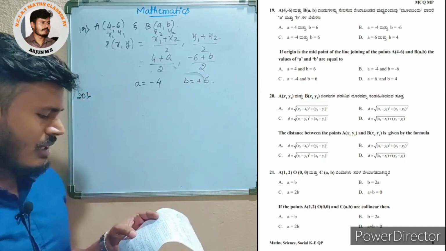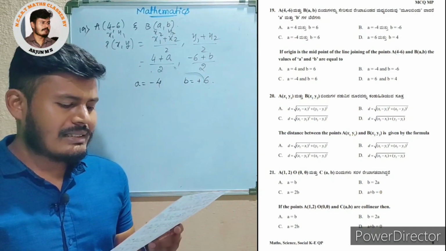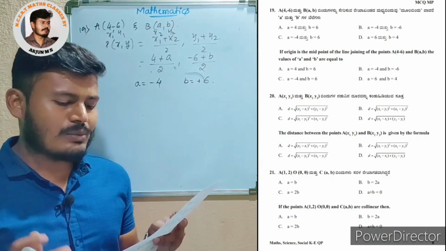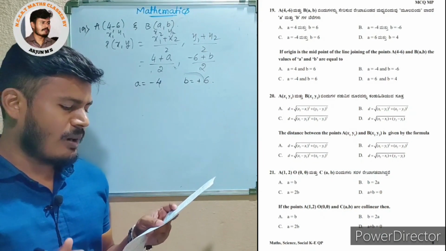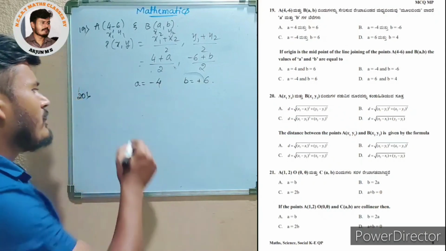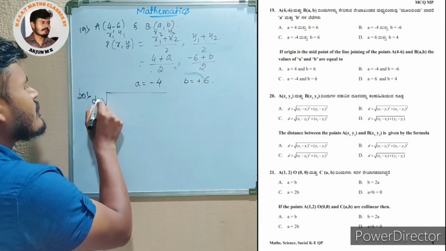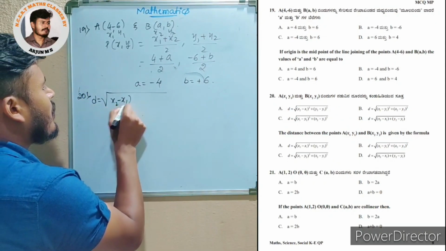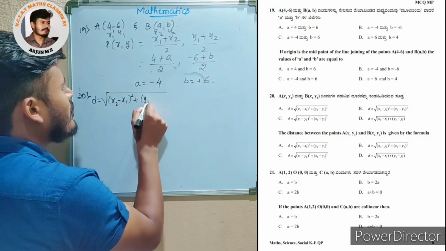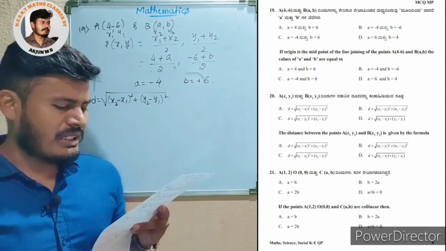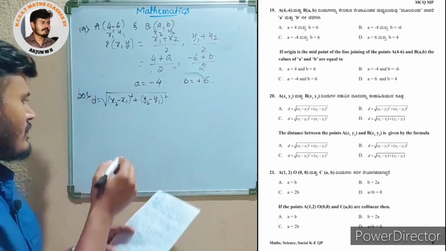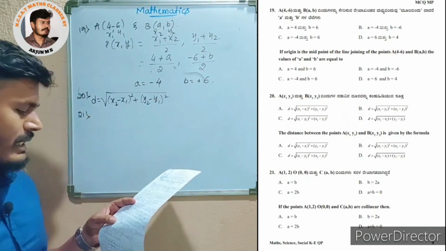So now we are moving on to the 20th one. The distance between the points A(x1, y1) and B(x2, y2) is given by the formula. What is the distance formula here? D is equal to the square root of (x2 minus x1) whole square plus (y2 minus y1) whole square. So this is the formula. So option A is the correct answer. So the first one is the correct answer for the 20th question.